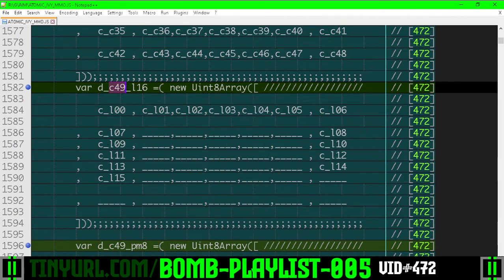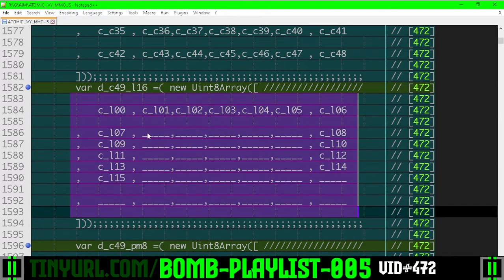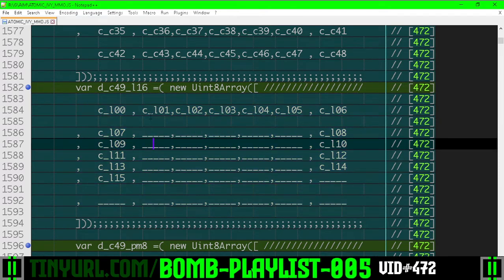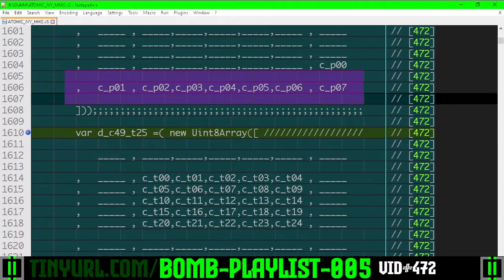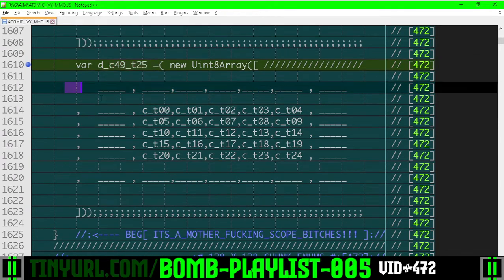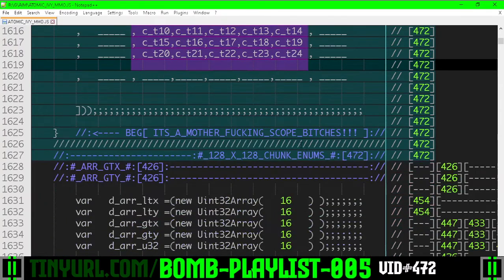Then here we take a C49, convert it to L16. These are all C49 cells, but not all C49 cells are L16s. These cells here are L16 cells and C49 cells. C49 to PM8. So all of these are C49 cells, but only these cells are PM8 cells. C49 to T25, these are all C49 cells, but only these cells are T25 cells.